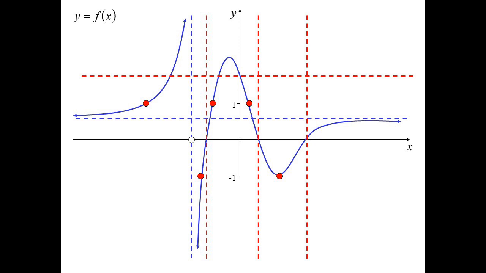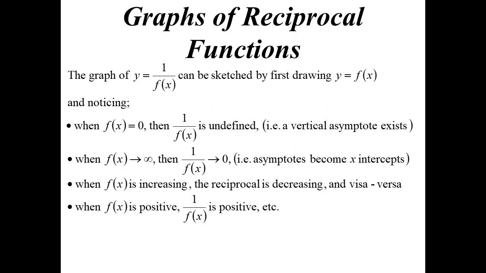So I've placed mine bigger than 1. So there it is, up there. If the original graph is increasing, then the reciprocal graph should be decreasing, and the other way around as well. The sign's not going to change. You turn a positive number upside down, it's still going to be positive. Turn a negative upside down, it's still going to be negative. So that will stay the same.